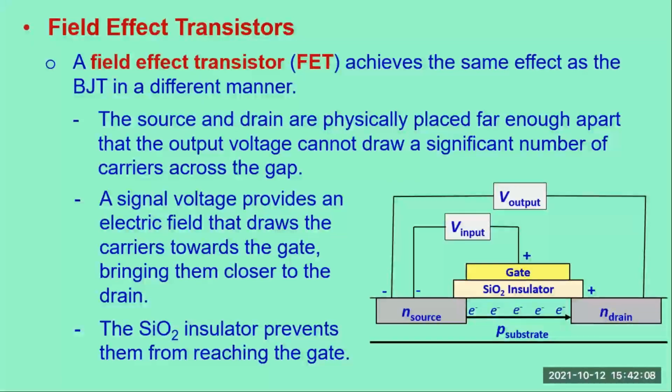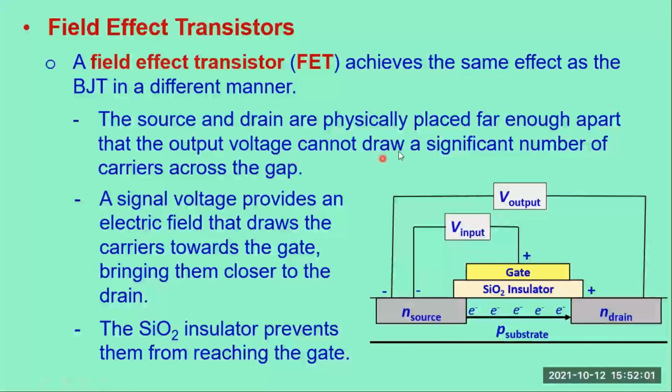So that is the bipolar junction transistors, the basic transistor type, the BJT type. We have other types of transistors that are in use. We also have what we call the field effect transistors, or FET in short. These achieve the same effect as the BJT, but in a different manner.